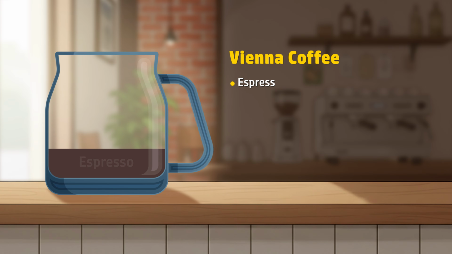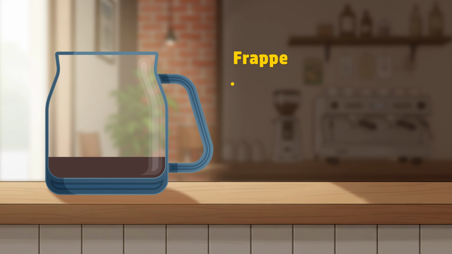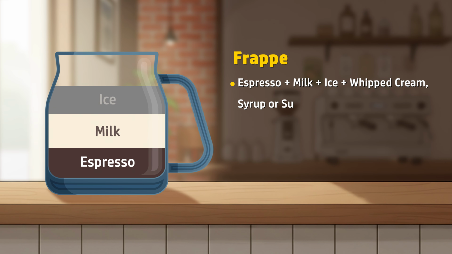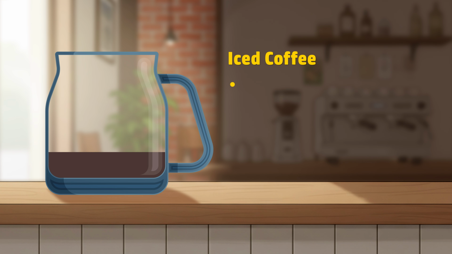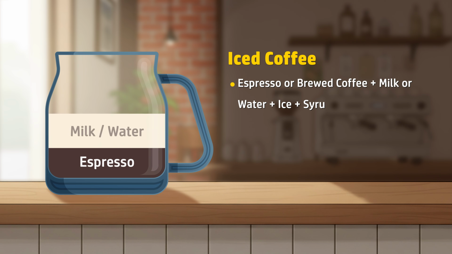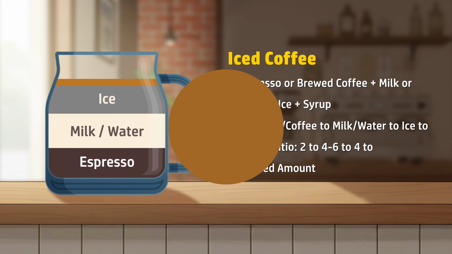Viena Coffee is espresso topped with whipped cream, using 1 or 2 shots per serving. A Frappe blends espresso with milk, ice, and sometimes whipped cream, syrup, or sugar in a 1 to 2 to 1 to 1 ratio. And iced coffee is made with espresso or brewed coffee combined with milk or water, ice, and syrup, using about 2 shots or 4 to 6 ounces of coffee, with the rest adjusted to taste.